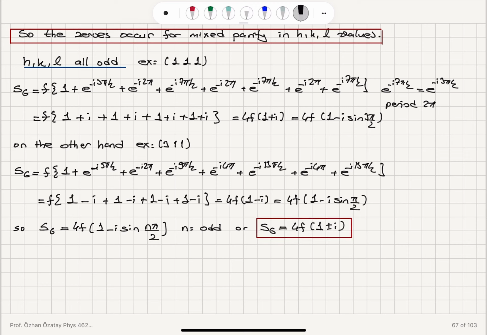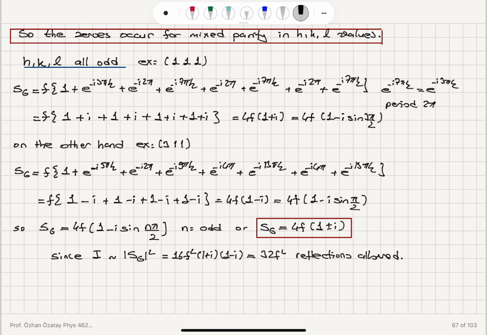And this would correspond to an intensity in the diffraction pattern, because the intensity is proportional to the absolute value of the structure factor squared, that's amplitude squared. It's 16 f squared times 1 plus i times 1 minus i, which gives us 32 f squared, and reflections from these planes are allowed. So that's the conclusion.